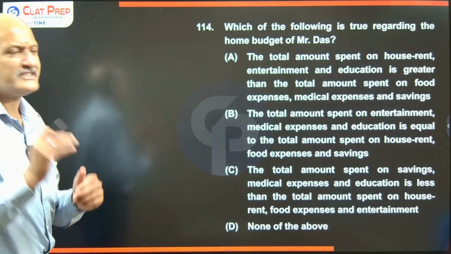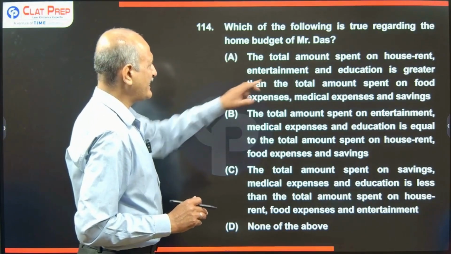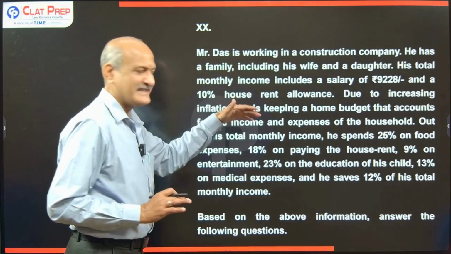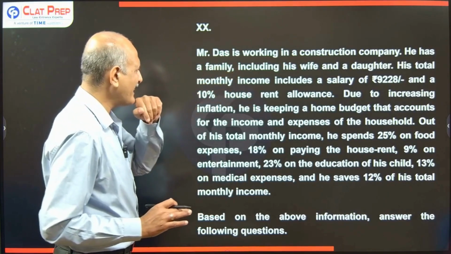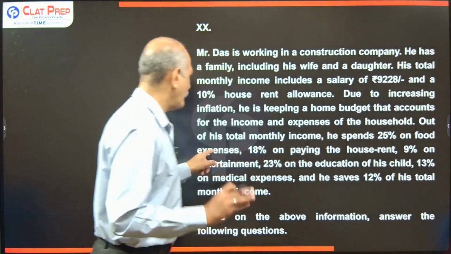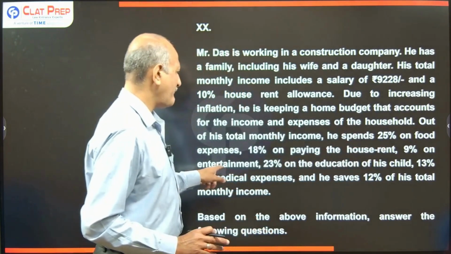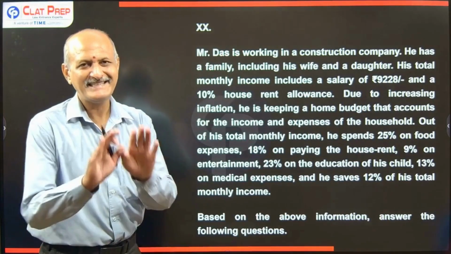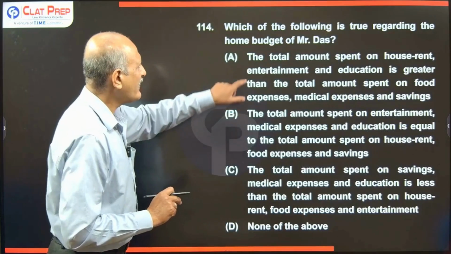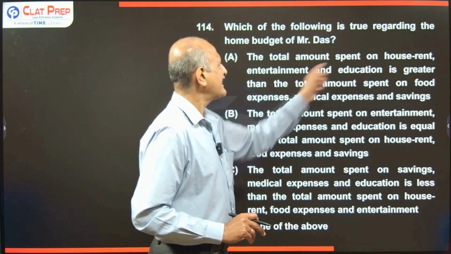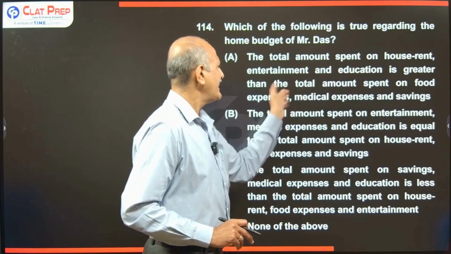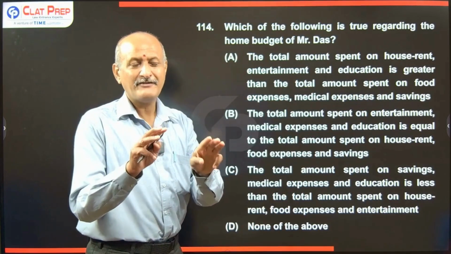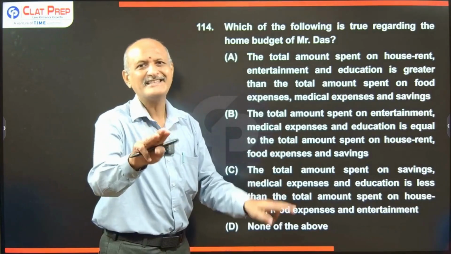Please observe. Let's calculate in percentages only here. House rent, entertainment and education. See here, he is actually spending his income in how many categories? Please observe. He is spending on food 1, house rent 2, entertainment 3, education 4, medical expenses 5 and savings 6. Right, in 6 categories he is spending. What is the question asking? It is asking, the amount spent on 3 categories, house rent, entertainment and education, is greater than the total amount spent on food expenses, medical expenses and savings. So we are comparing 3 categories on one side and 3 categories on the other.